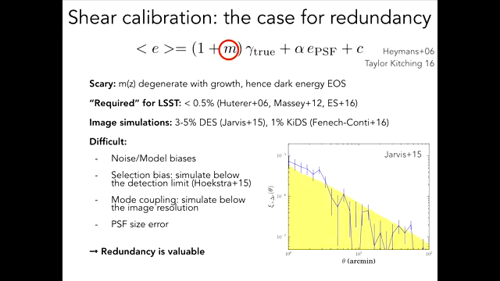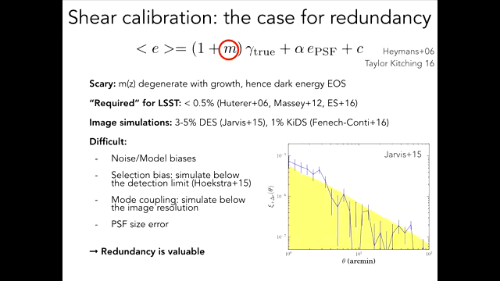So basically, you're doing this gravitational lensing in order to learn about dark energy. One of the ways that you try to learn about it is to look at how the growth of structure evolves with redshift. And that tells you about the equation of state of dark energy. So you'd like to get that right.